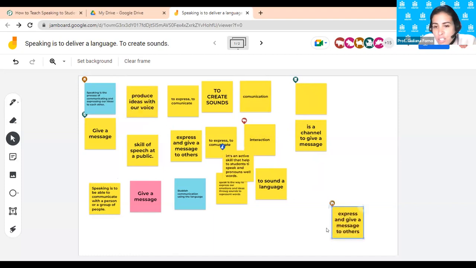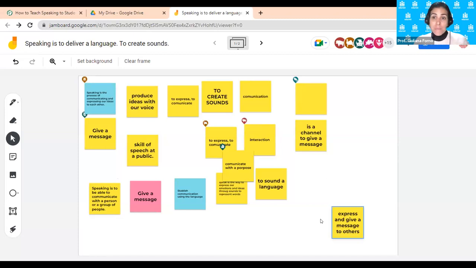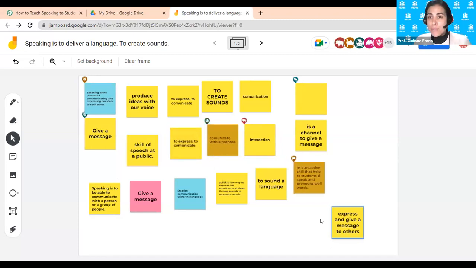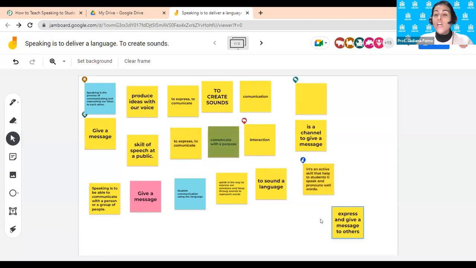Very good. To express and give a message to others. All of these things that you are saying are true. All of this is speaking, because when we speak, we are communicating something, we are giving a message, and we are using sounds. We use verbal communication and non-verbal communication.